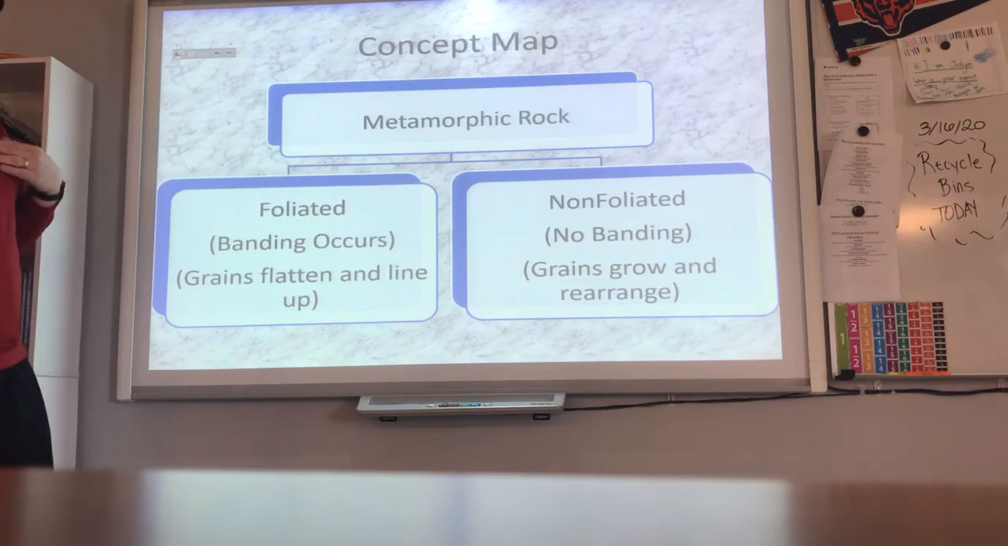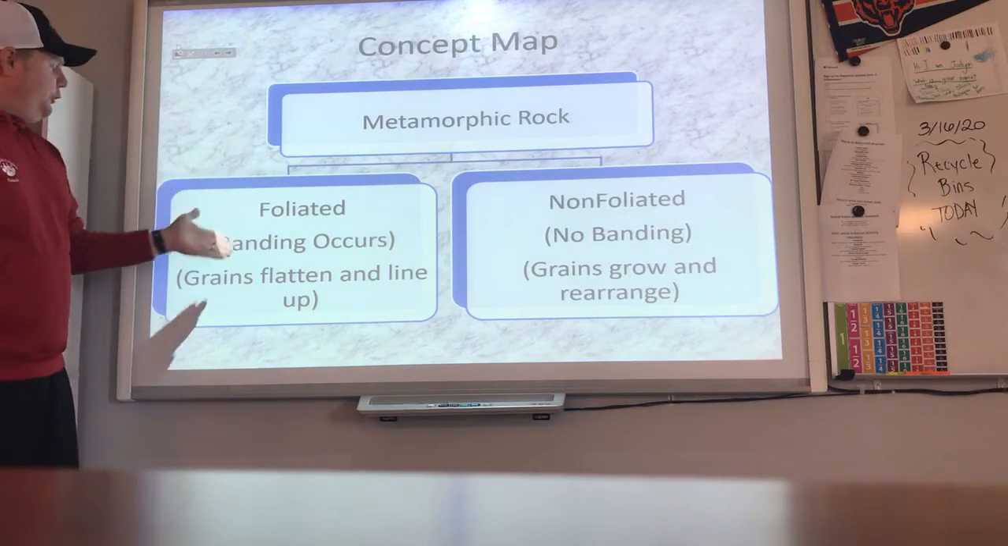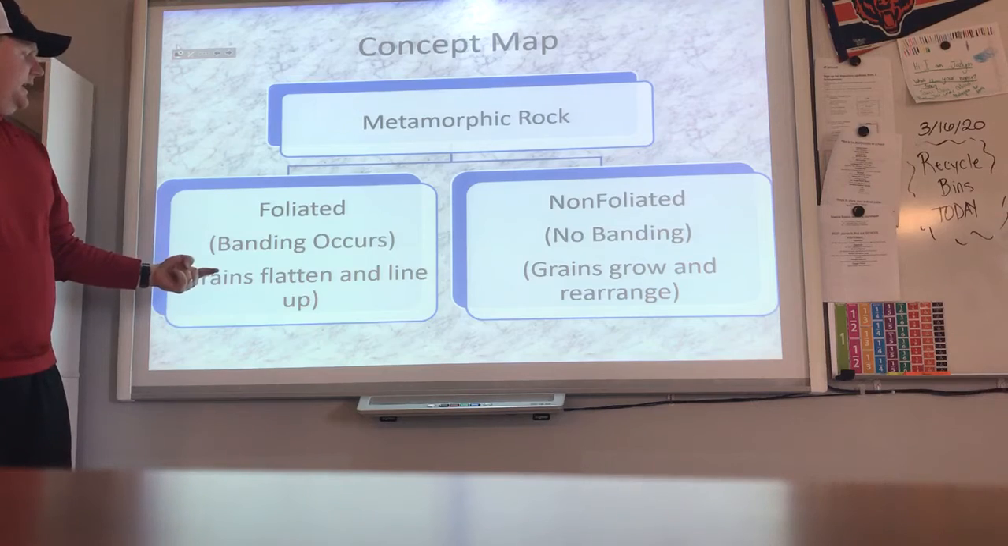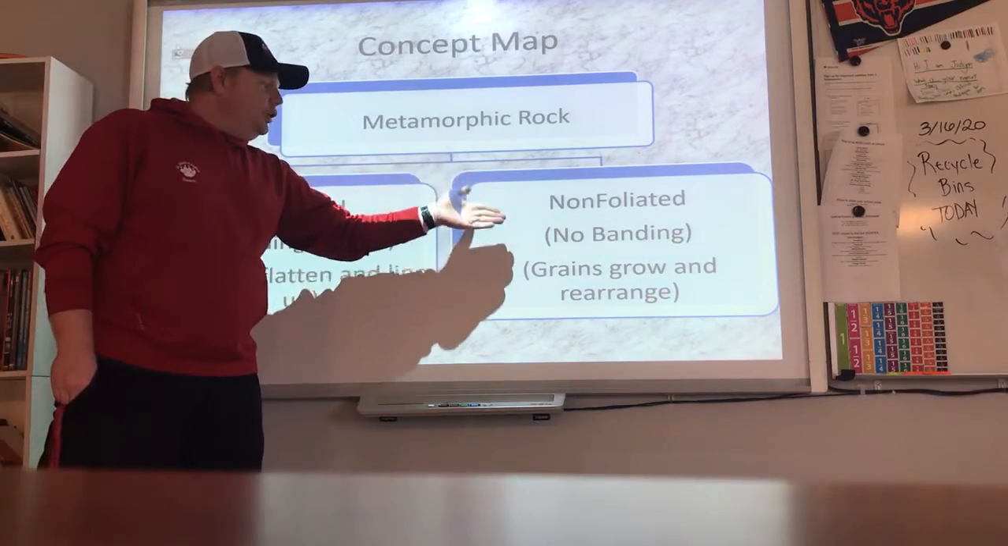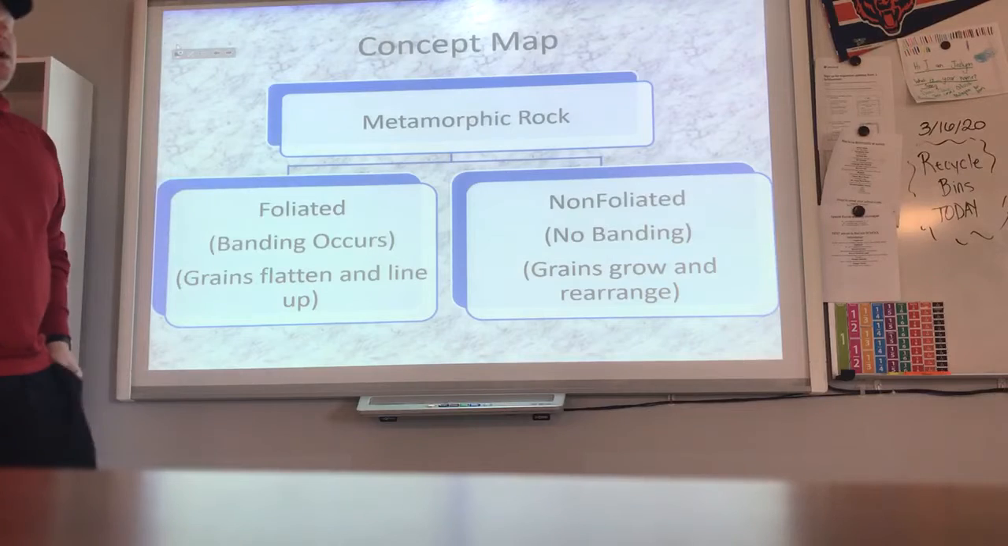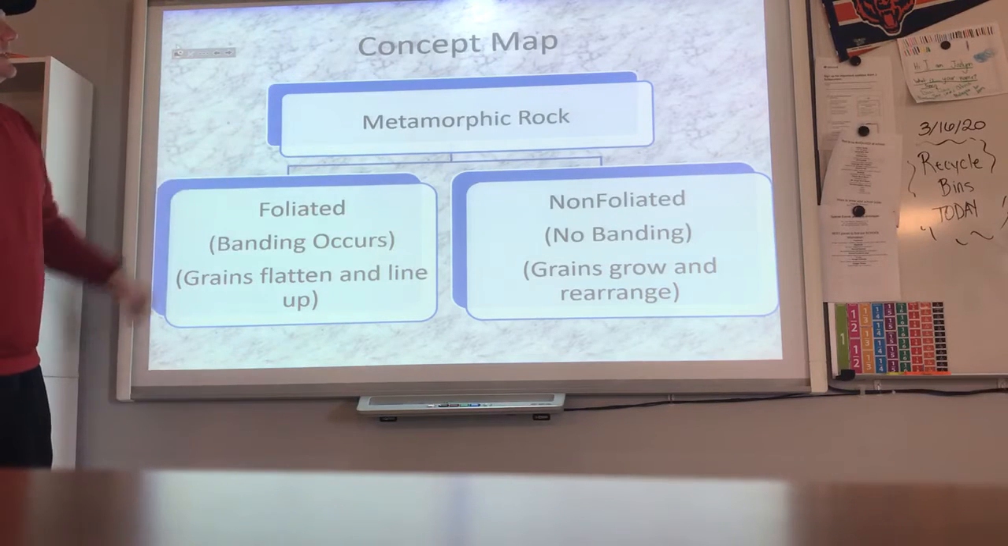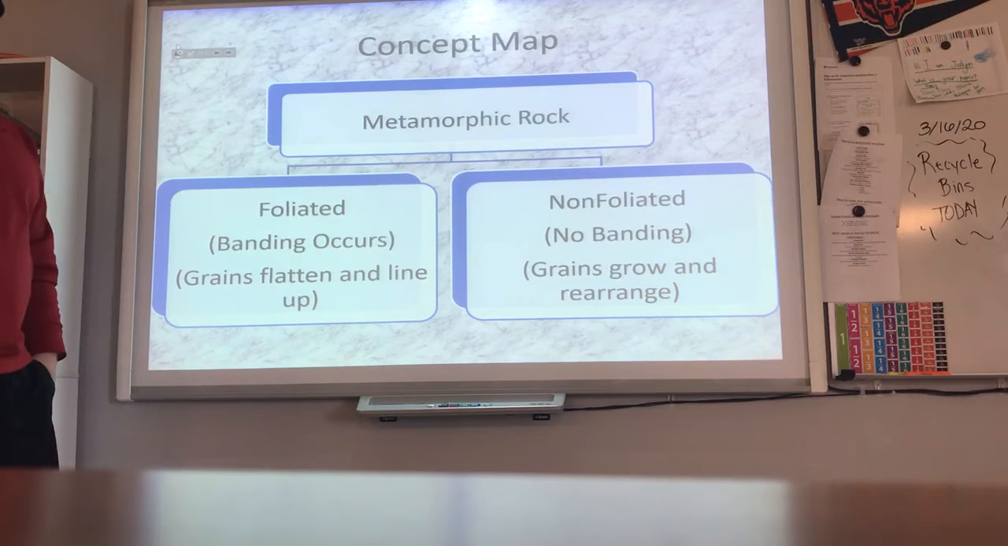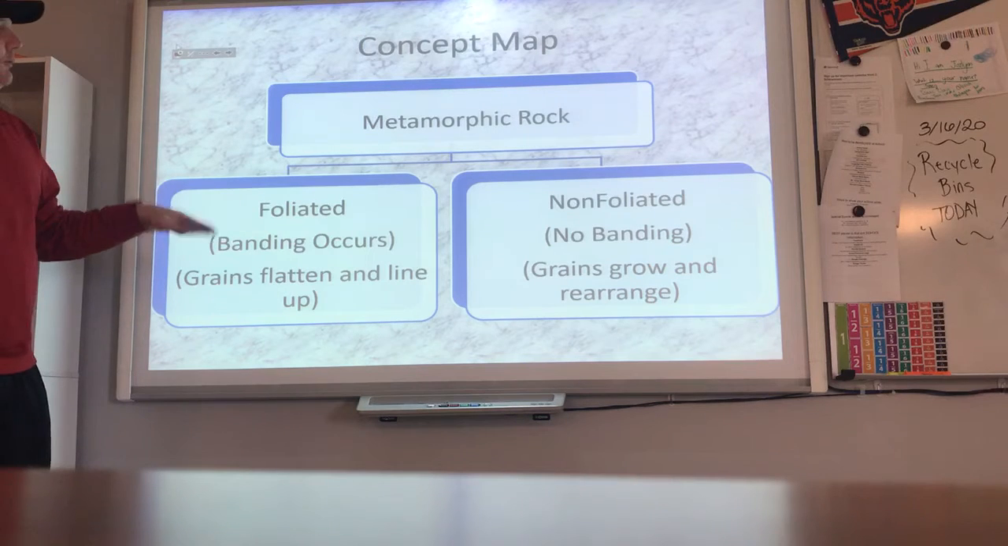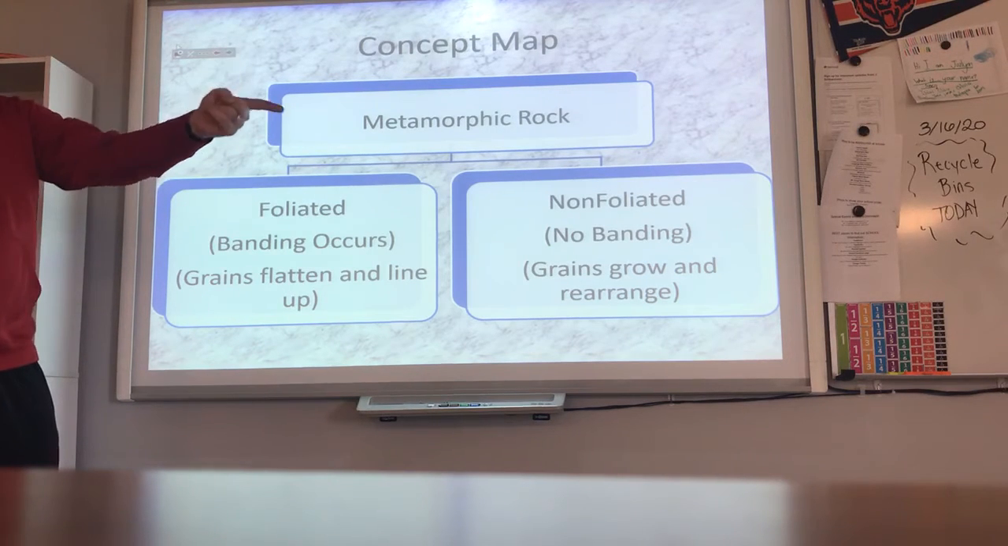So, metamorphic rock concept map. We can go into foliated, banding occurs, grains flatten and line up. Non-foliated, no banding, grains grow and rearrange. This slide and the slide from the igneous rocks, if you want to take a screenshot of them, they can be very helpful. It's all the information in one place.